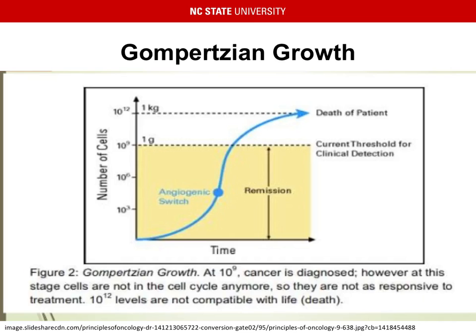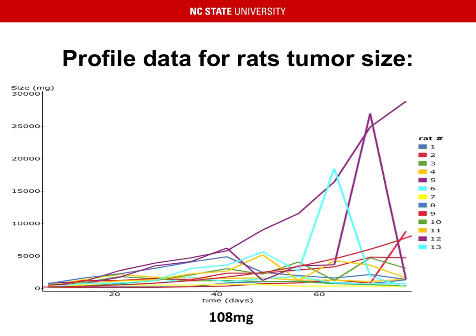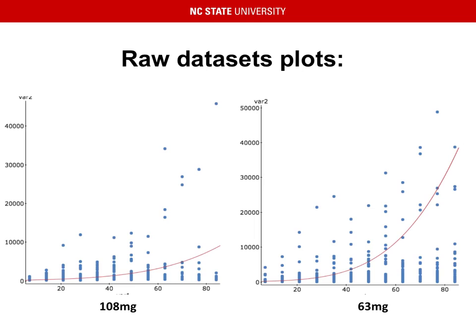So the picture here shows a general Gompertzian growth for the number of cells versus time. It starts like an exponential growth and gets slowed down as the tumor size approaches the saturation level. The line plot here of the 108 milligram dataset has the axis of tumor size versus time, and the lines are grouped by different rats. As you can see here, there is a lot of variability among the curves. Here we have two dot plots for both datasets, still tumor size versus time, with a fitted line from our model.